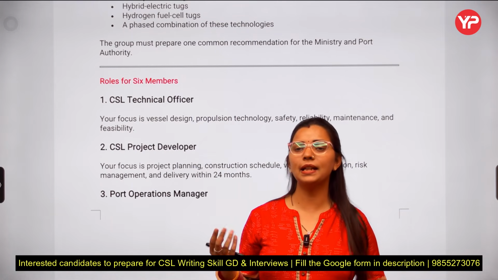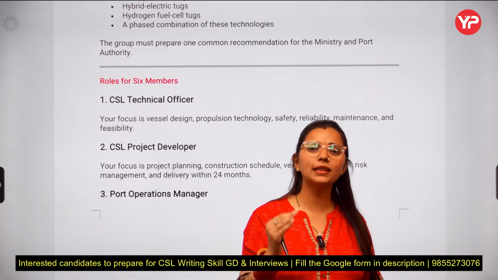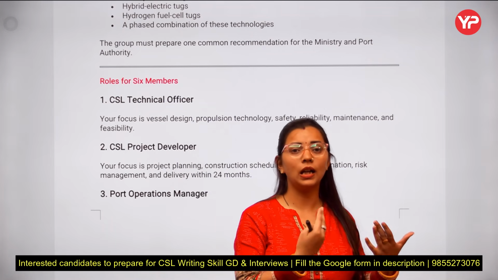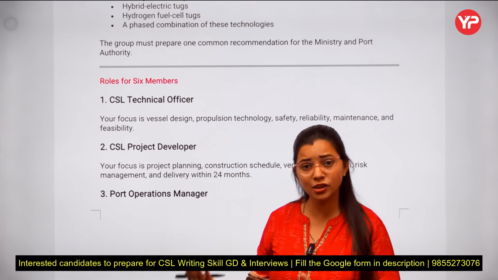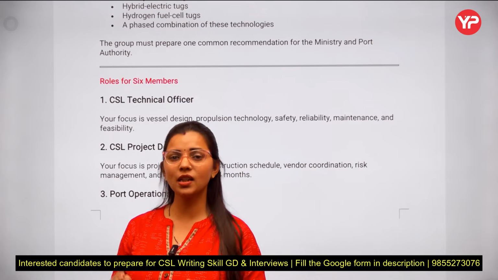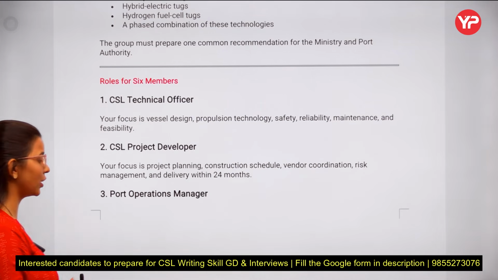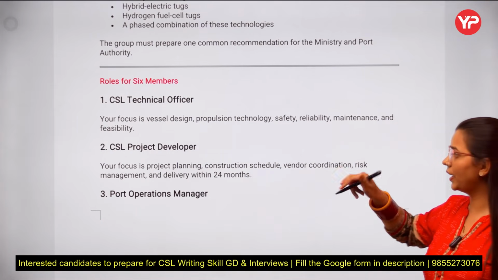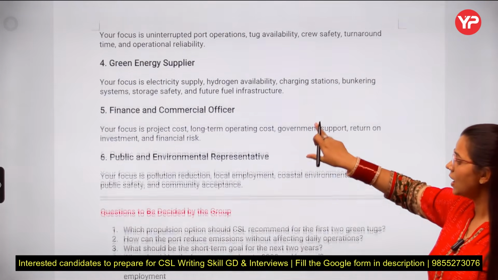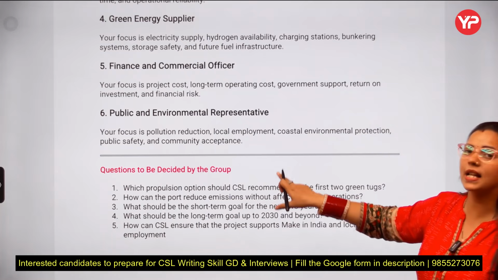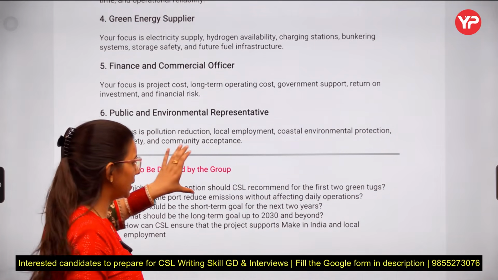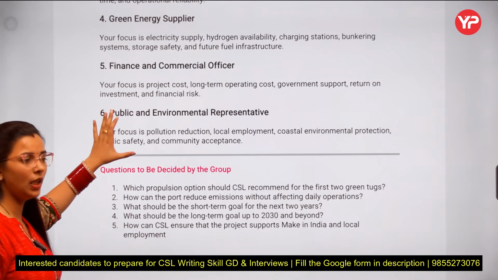One member may be assigned the role of technical officer, another the role of logistics officer, a third the role of HR officer, something like that. It means there will be 6 roles in the CSL GD and you need to perform accordingly. After reading the scenario for the discussion, there will also be some questions you need to address in the discussion. The task, these questions, and of course you will be given these roles.